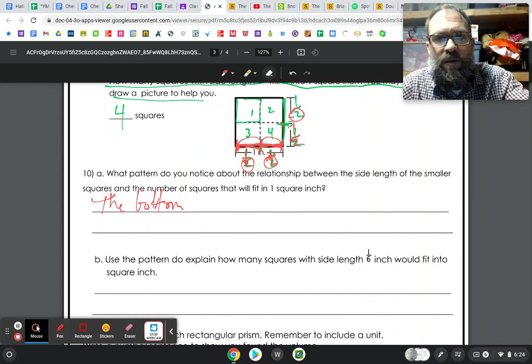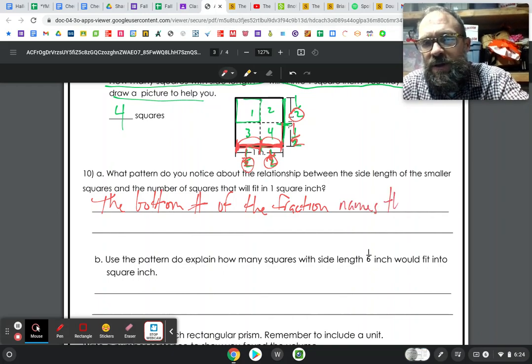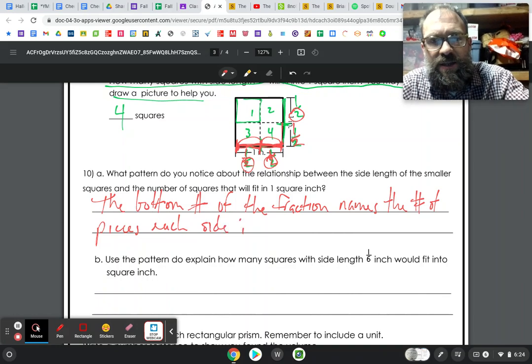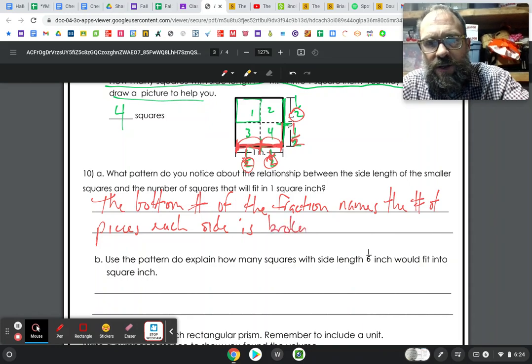Let me start over. The bottom number of the fraction names the number of pieces each side is broken into.